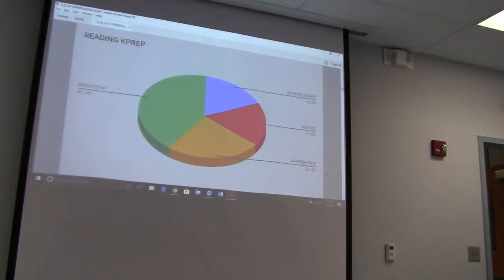Reading KPREP, last year we had 17.8% of our student population scoring novice. That's roughly 73 kids that scored novice on our reading KPREP. Then 24% apprentice, 41% proficient and 16.4% distinguished. We didn't meet where we wanted to go with reading, but our 8th grade group had the largest novice population. Unfortunately, I sent that to the high school, but it's an area we've got to work on.